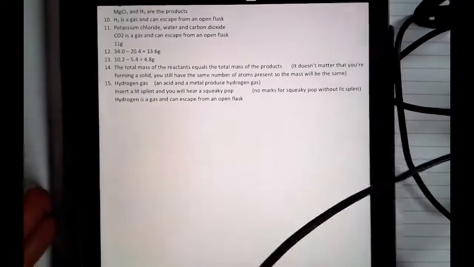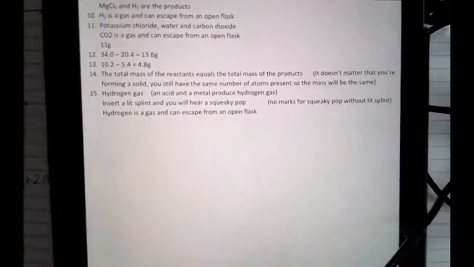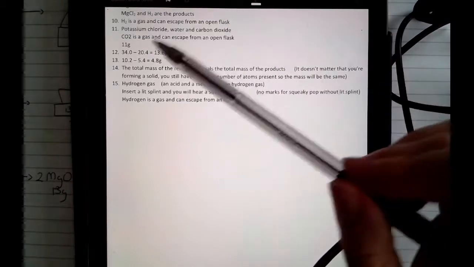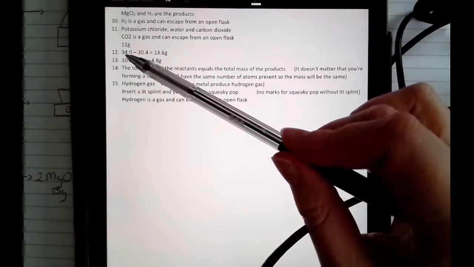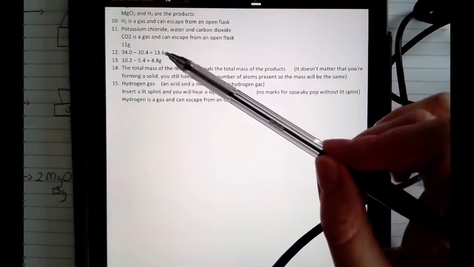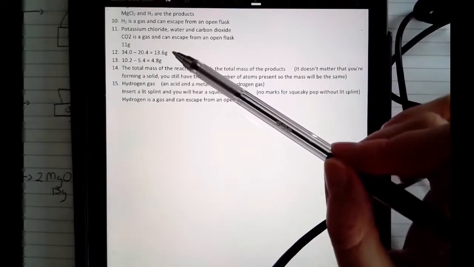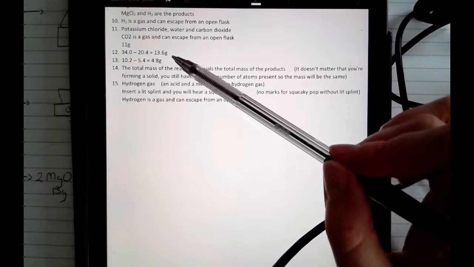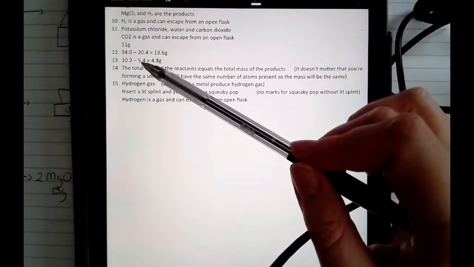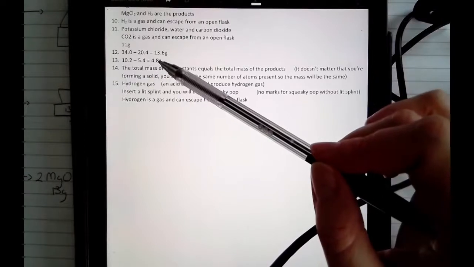In the next question, question 12, this is similar. You were asked to calculate the mass of oxygen that combines with magnesium to form magnesium oxide. You're given the mass of the magnesium oxide, you're given the mass of the magnesium, subtracting one from the other gives you the mass of the oxygen. It's the same in question 13 when you're reacting aluminium with oxygen. The mass of the product minus the mass of the aluminium gives you the mass of the oxygen.